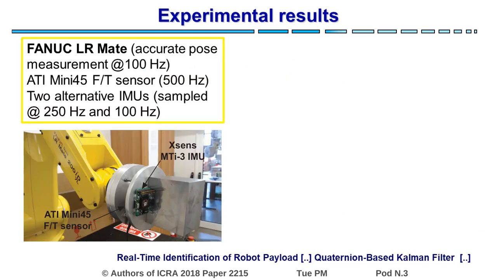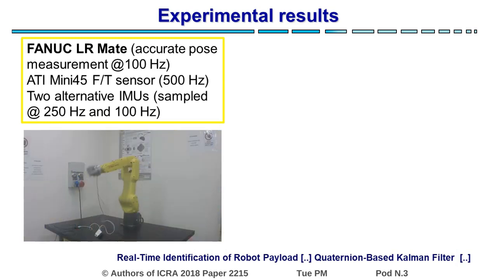The experimental setup consists of a Fanuc LR-mate robot whose pose is sampled at 100 Hz, an ATI Mini 45 force torque sensor sampled at 500 Hz, and two alternative inertial measurement units, one sampled at 250 Hz and one sampled at 100 Hz. The payload is a steel block whose inertial parameters are known from geometry.